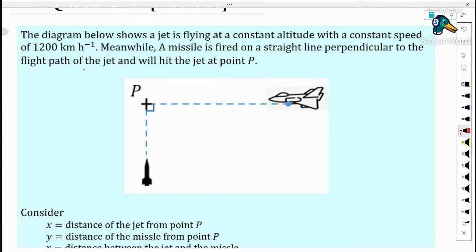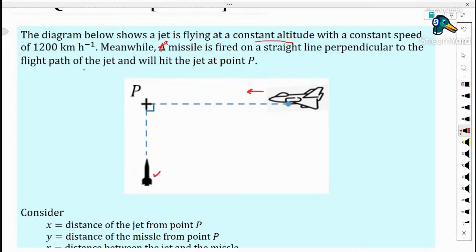The diagram below shows a jet flying at a constant altitude. Constant altitude means that it is flying at the same height, it doesn't move up and down. At a constant speed means it doesn't suddenly accelerate. It's just flying at a constant speed of 1,200 kilometers per hour. Meanwhile, a missile is being fired.